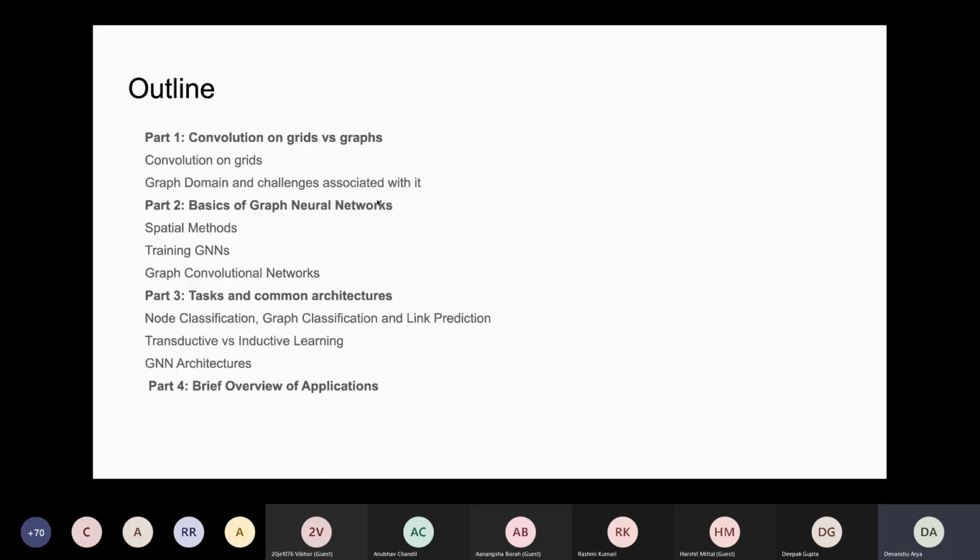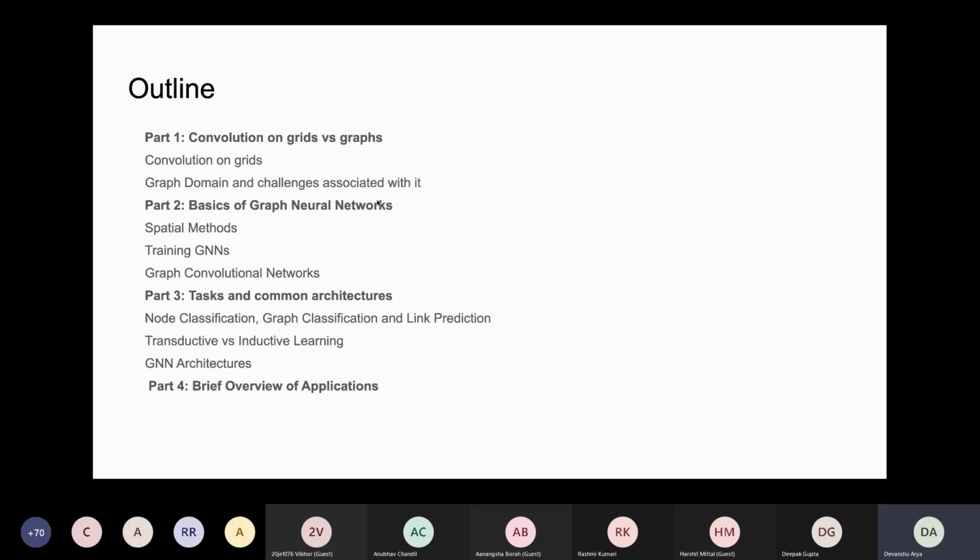This is a very brief outline that I have prepared for this talk. I'll first talk about why graphs are important and why they are different from images, videos, and text. Then in the second part, I'll talk about the basics of graph neural networks, like what is the input, what's the output, what kind of loss functions are created in this domain. And then I'll talk about the most common tasks and architectures which have been around in the past 3-4 years. And finally, just a basic overview of applications that have been going around these days.